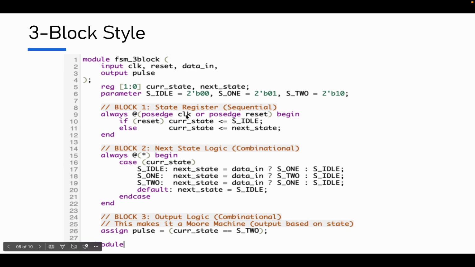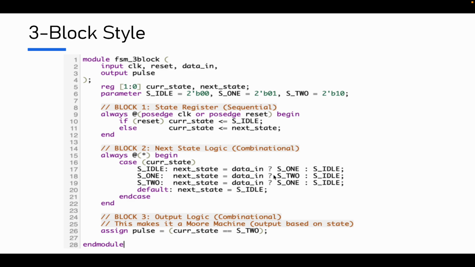Now that you have seen the one block style of writing, now we have the FSM for 3 blocks. The parameters will still remain the same, nothing changes, just the way of writing these 3 blocks will change. Here first I will tell, if reset, your current state will be idle, else you will go to the next state. Always at star begin, case current state. If S idle, you will go to the next state. That is like you are putting a conditional statement. If data in is equal to 1, you will go to S1, or else if it is 0, you will go to S idle. Again, for S1, you are again putting a conditional statement.